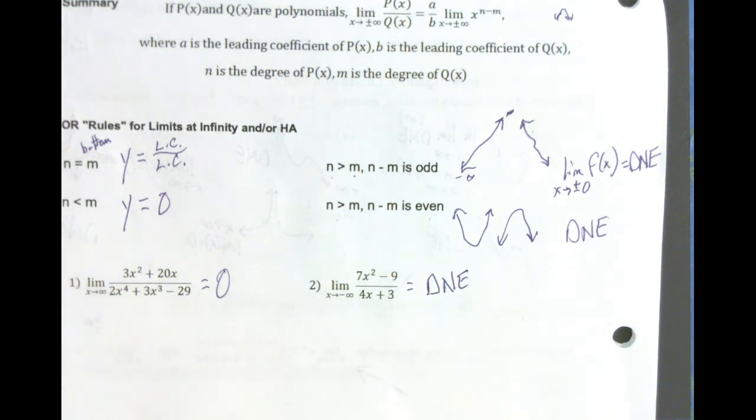If n equals m, it's a over b. If n is less than m, it's 0. Otherwise, it's determined by whether the coefficients are even. Very good.